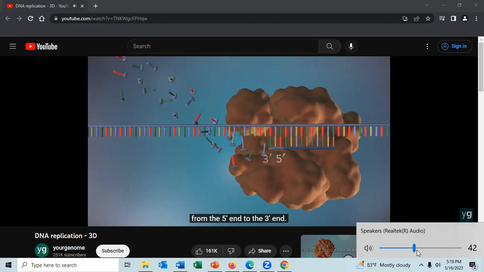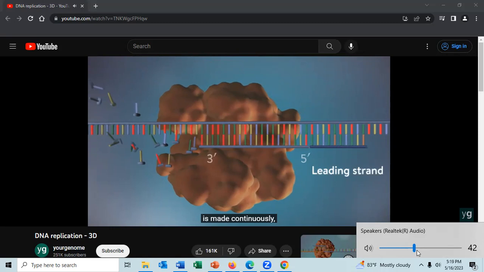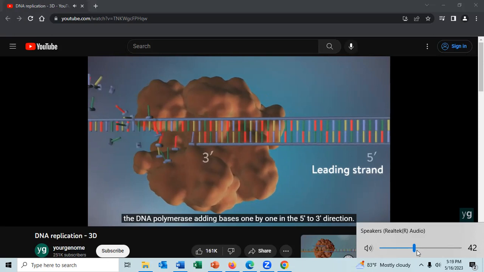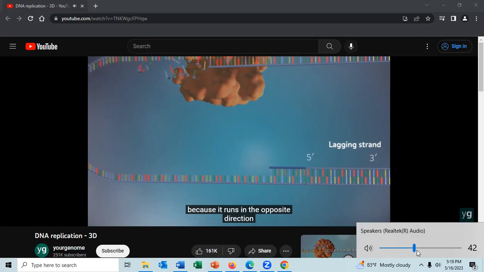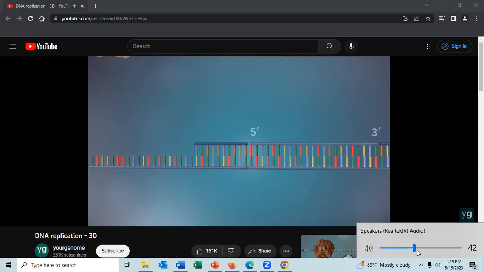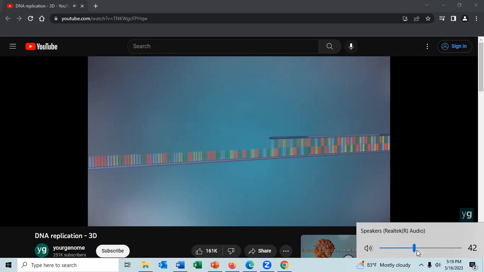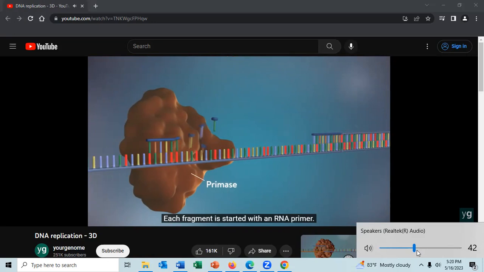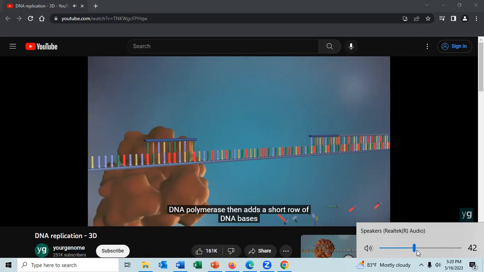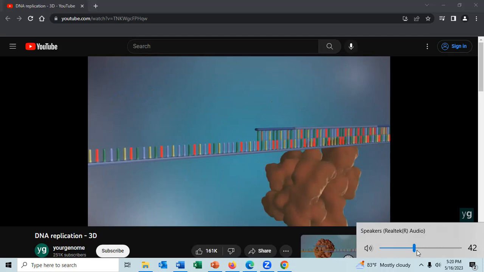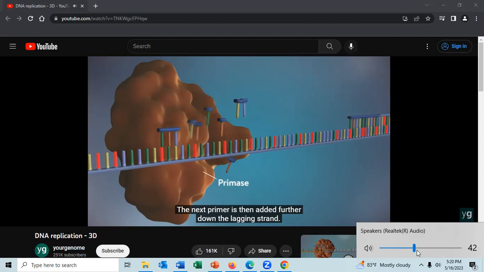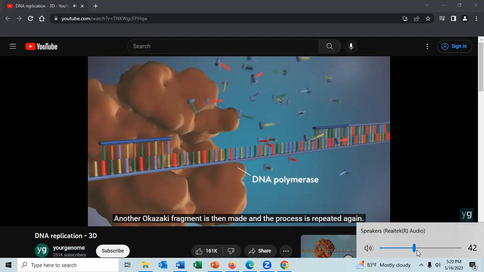One of the new strands of DNA, the leading strand, is made continuously, the DNA polymerase adding bases one by one in the 5' to 3' direction. The other strand, the lagging strand, cannot be made in this continuous way because it runs in the opposite direction. The DNA polymerase can therefore only make this strand in a series of small chunks called Okazaki fragments. Each fragment is started with an RNA primer. DNA polymerase then adds a short row of DNA bases in the 5' to 3' direction. The next primer is then added further down the lagging strand. Another Okazaki fragment is then made, and the process is repeated again.